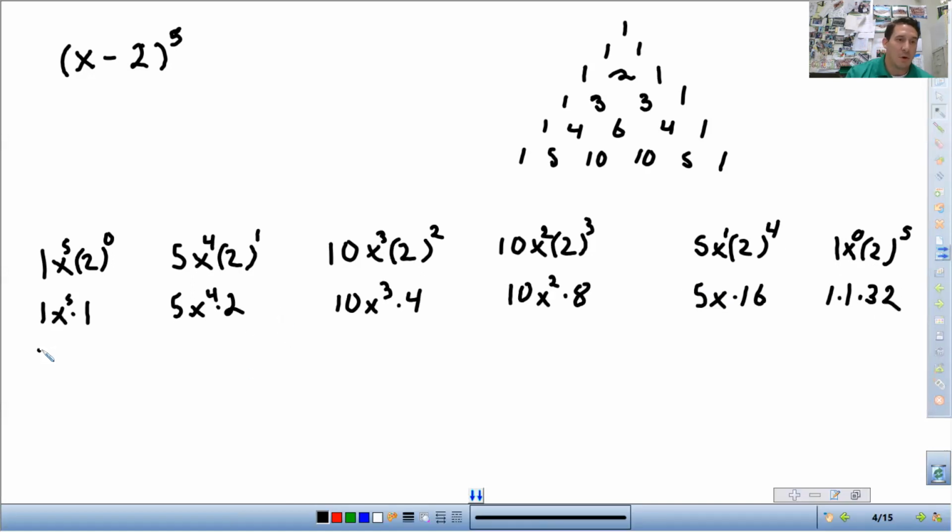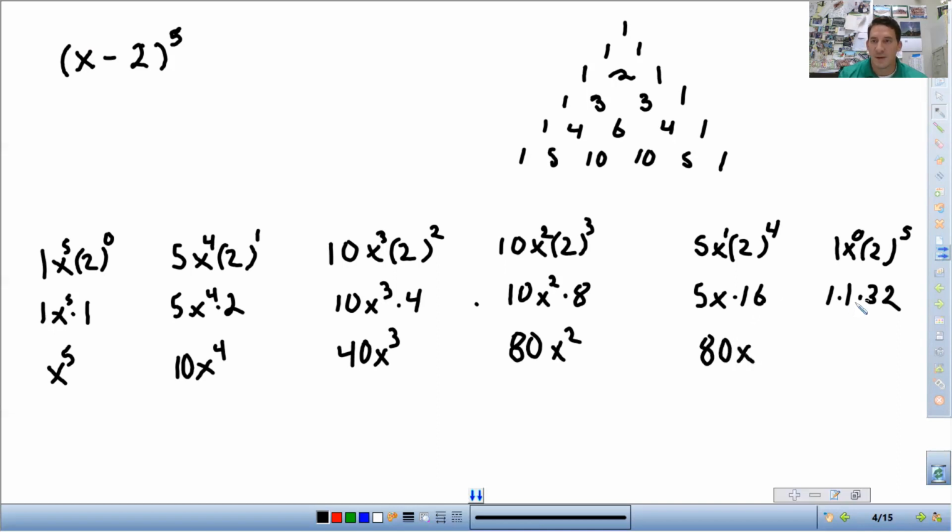Multiply everything out. 1 times 1 is 1, so that's just x to the 5th. 5 times 2 is 10 x to the 4th. 10 times 4 is 40 x cubed. 10 times 8 is 80. I don't know why I wrote 10. 80 x squared. 5 times 16 is 80 x. Then 1 times 32 is 32.